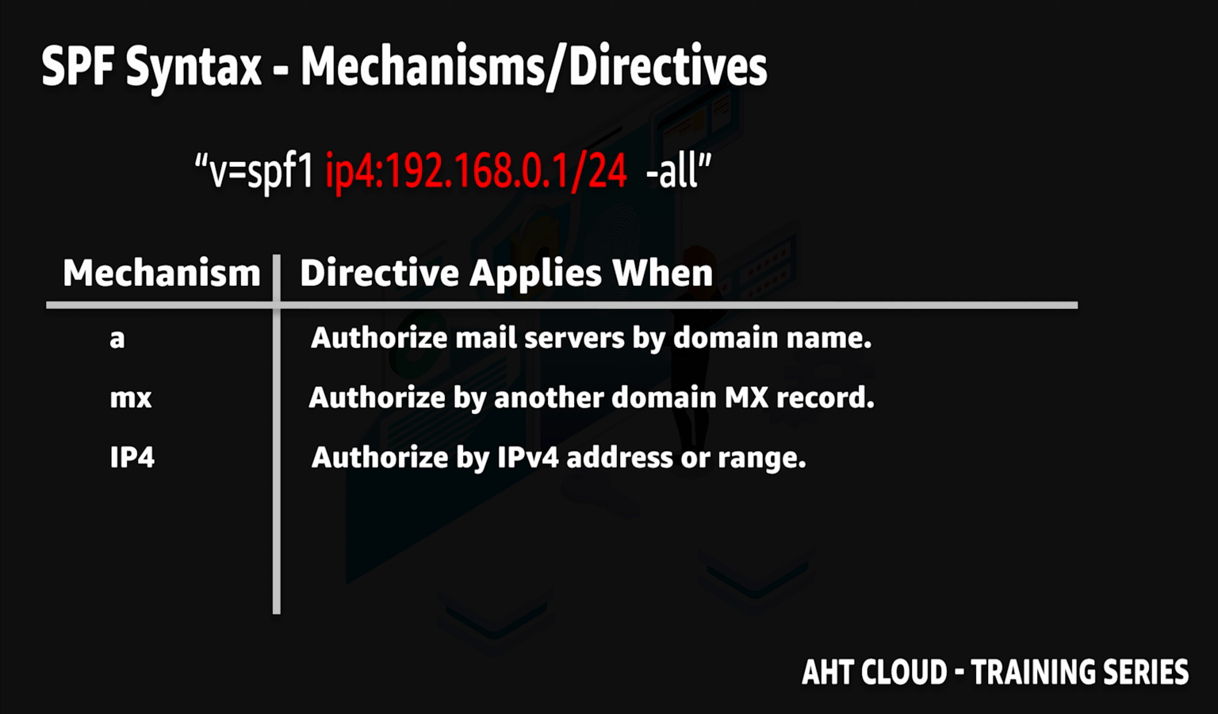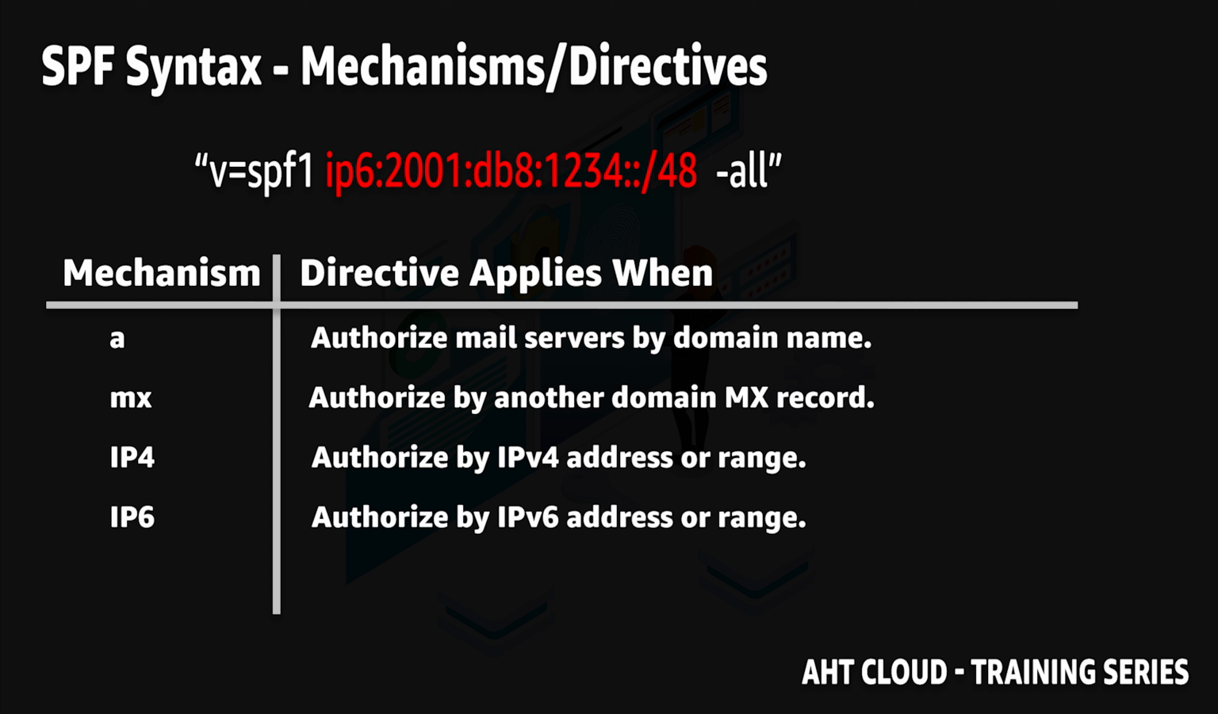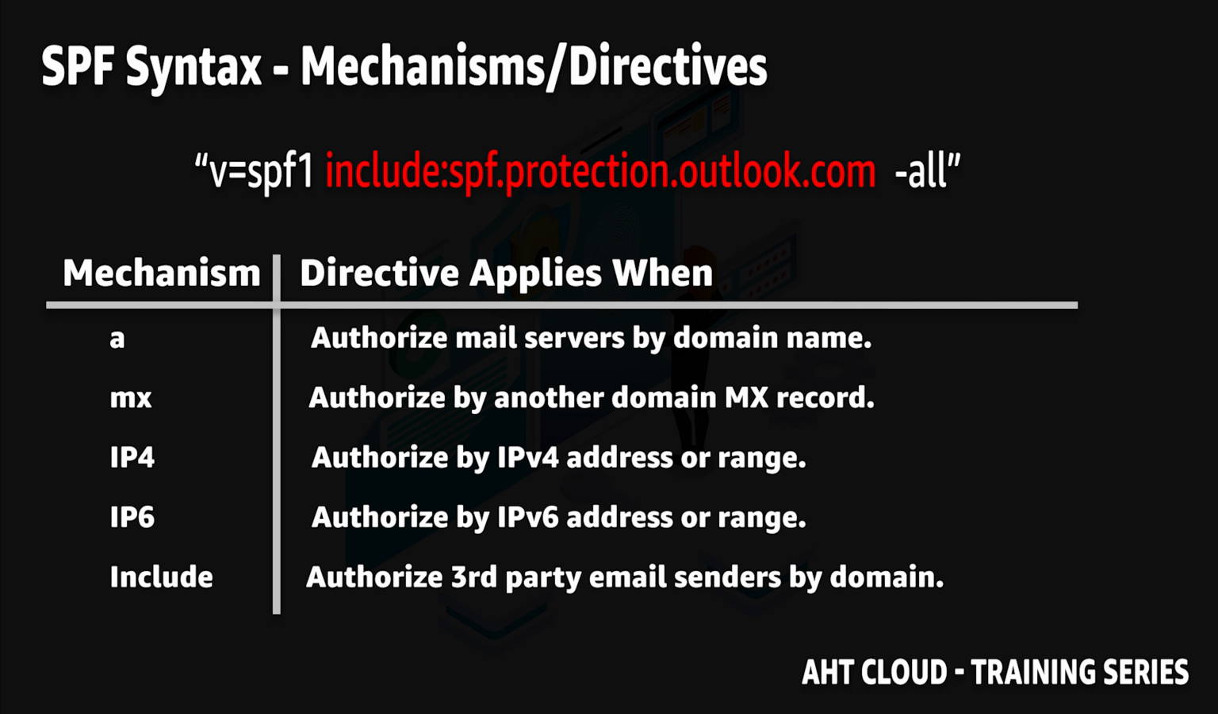The third way to authorize is by IP4 address or IP4 range. This mechanism is straightforward. You just write IP4 colon, then the IP4 address or the IP4 range that you want to authorize. The fourth way is to authorize servers by IP6 addresses or a range of IP6 addresses. Similar to the IP4, you write IP6 colon, then the IP6 address or the range of IP6 addresses. The last mechanism you can use is include, and this is what you will use when you want to authorize third-party email senders, for example, Outlook or Gmail.